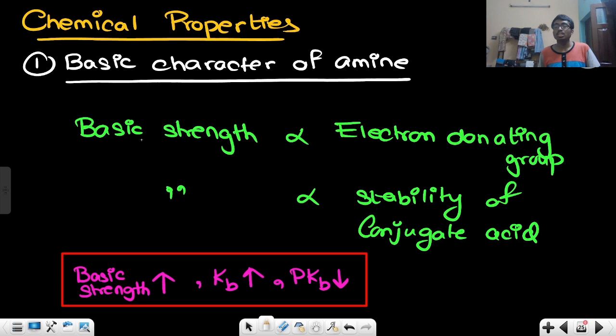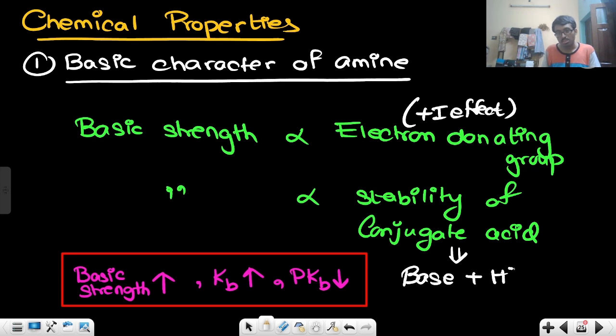Now, in class 11 in GOC, you have learned basic strength is proportional to electron donating groups, right? That is plus I effect. So electron donating groups will show which effect? They will show plus I effect, right? And stability of conjugate acid. What is conjugate acid? Conjugate acid is basically base plus H plus, right? Protonated base is conjugate acid. So if that is stable, then it will be increasing the basic strength. Alright. So basic strength proportional to electron donating group or plus I effect and proportional to stability of conjugate acid. Conjugate acid is basically base plus a proton.